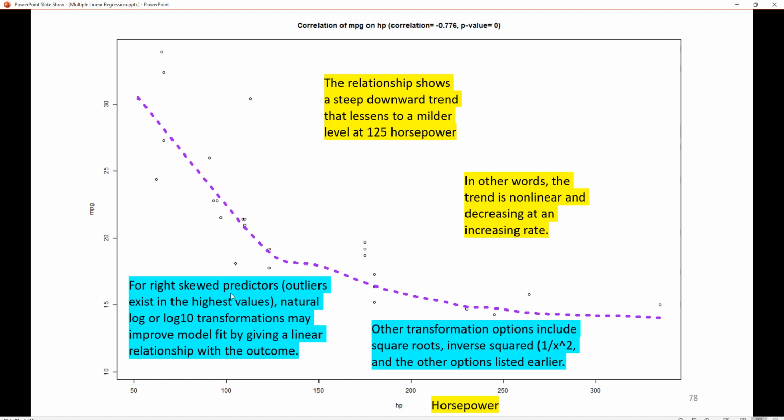For right-skewed predictors, it's important to remember that outliers exist in the highest values. Natural log or log 10 transformations may improve model fit by giving a linear relationship with the outcome. So that's another option you have, which I mentioned earlier, which is to do transformations, natural log or log 10 transformations with really positive skewed data. Other transformation options include square roots, inverse squared, and other options listed earlier.